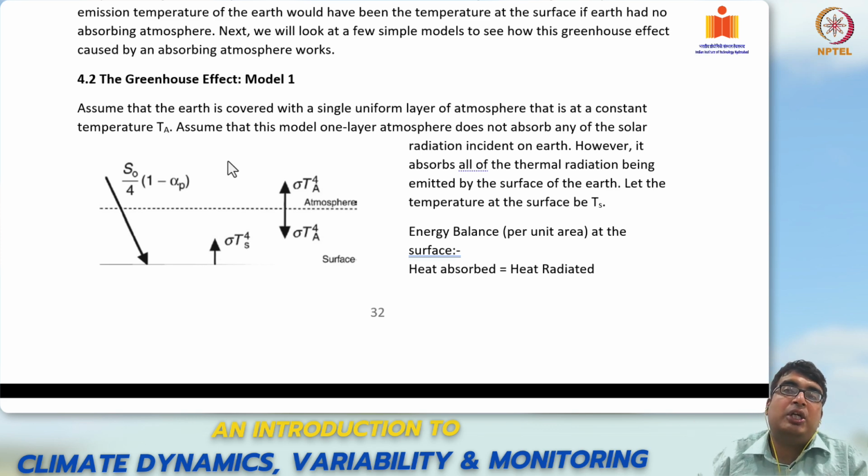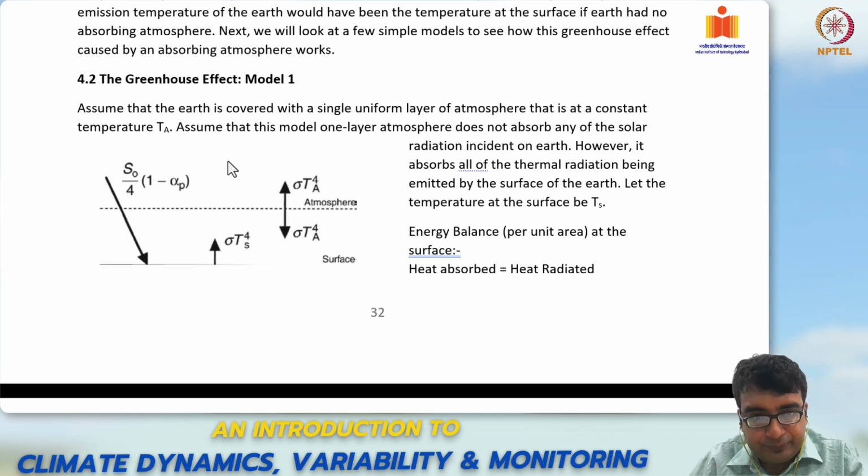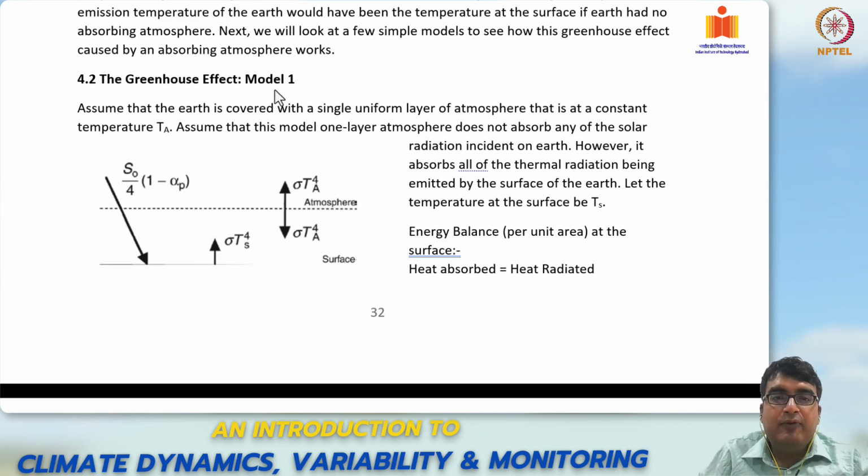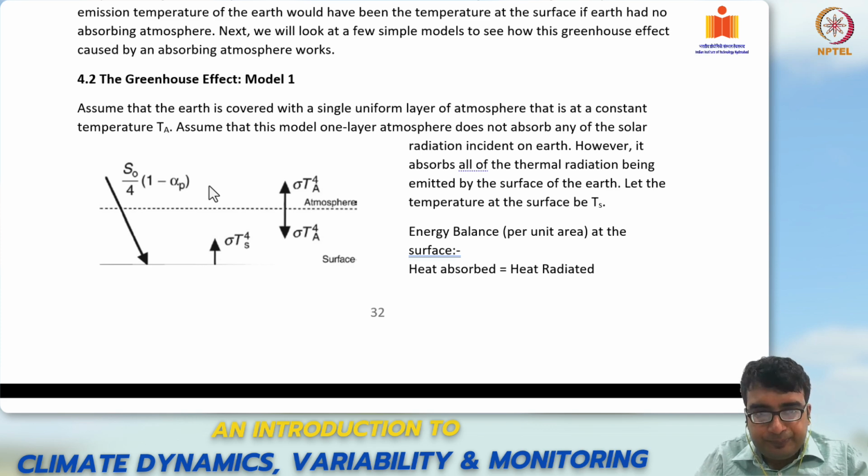So, we have a partially absorbing layer of gas which is absorbing F fraction of the total thermal radiation coming from the surface, while the rest is escaping to space. If we use this model, then what do we find? Firstly, this S0 by 4 into 1 minus alpha term, which is the net solar flux being absorbed by the earth, will be equal to the net black body emission given by sigma Te to the power 4. So, that expression remains valid.